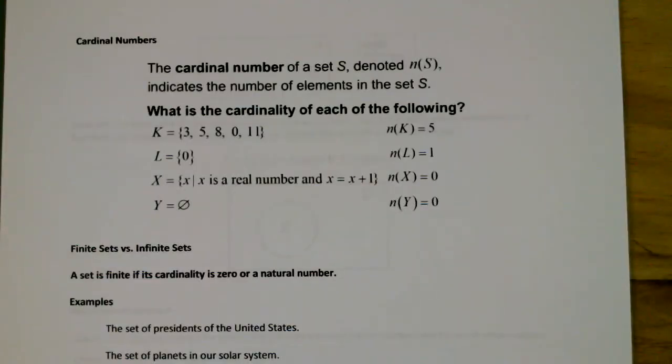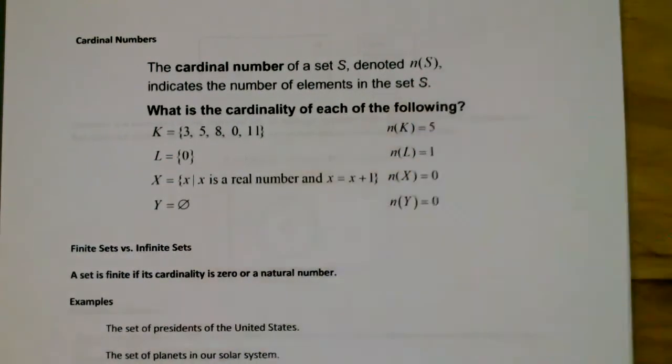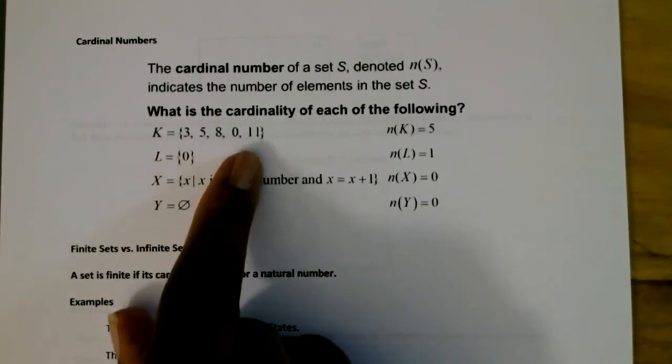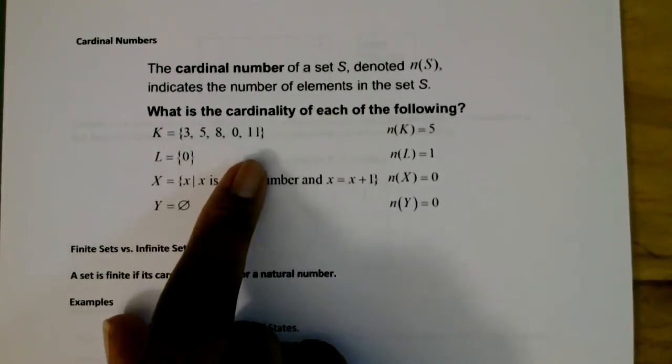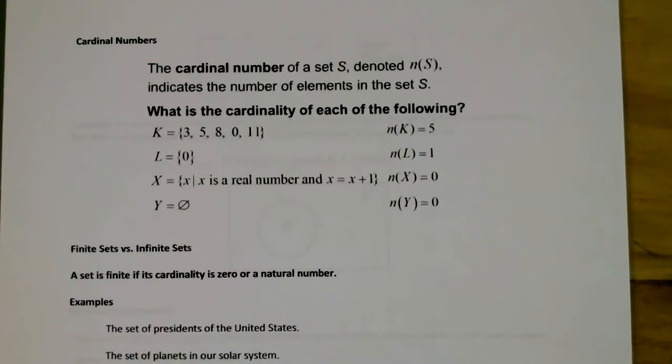Okay. Now let's look at another definition, and that is cardinal numbers. In this case, the cardinal number of a set called S is going to be denoted by this notation, n with the capital letter S in parentheses. That's going to be the number of elements in set S. So if we wanted to find the cardinality of each of the following, like K is equal to 3, 5, 8, 0, and 11, there are 5 elements in set K. So that means the number of elements in set K would be equal to 5.